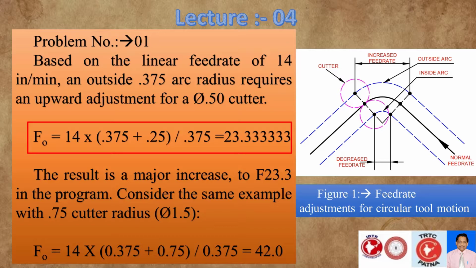So now again my feed rate for outside arc will be equal to 14 multiplied by (0.375 plus 0.75) divided by 0.375, which will be equal to 42.0. So the feed rate changed from 14 inch per minute to 42 inch per minute, a 3 times increase. Here use previous experience to determine whether the adjustment is justified or not.